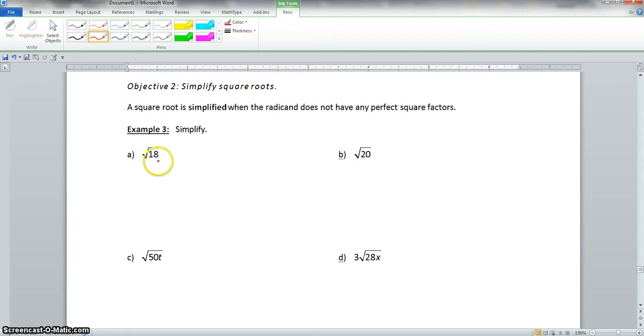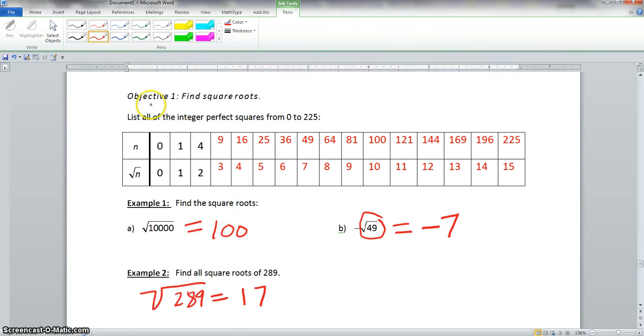Now, going back to section 8.1, going back to objective 1, remember we did this table with the perfect squares. What you can do right now is pause it and then flip back in your course pack to get to this page.